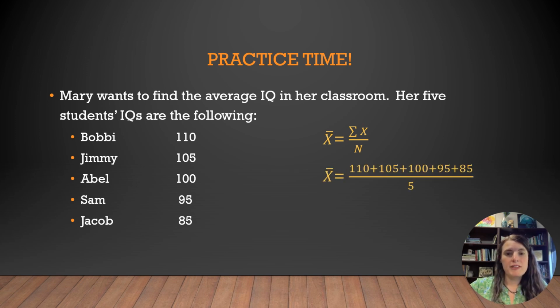So we add up everyone's IQ scores and then divide by the total number of scores in the data set, which is 5. This gives us 495 divided by 5, which then gives us 99. So the average IQ in Mary's classroom is 99. Not too bad, right?